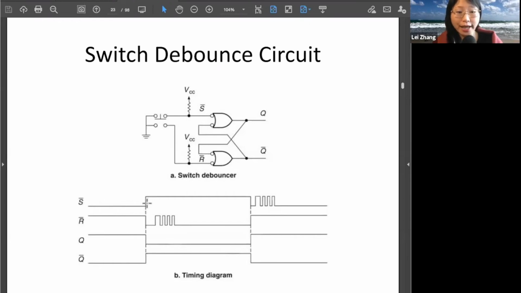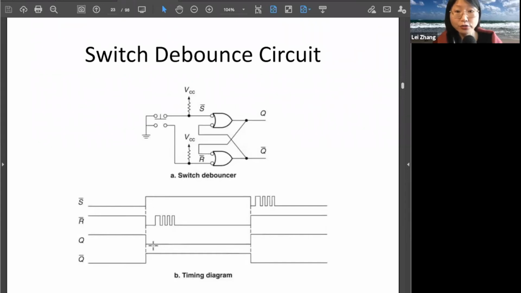Assume this is a push button. When you push the button down, S0 becomes 1 and R0 becomes 0. But this push button is not stable at the beginning. It will bounce a few times before it settles down. After this change of state, R0 becomes 0, remember that is active low. So R0 becomes 0, which is a reset state, and that will reset the output to 0.